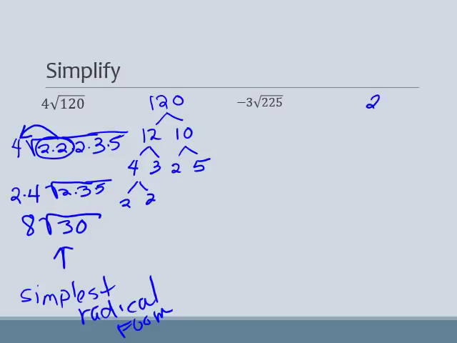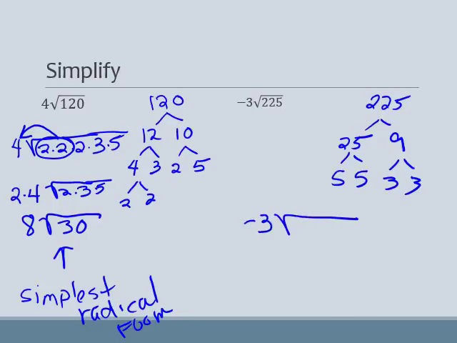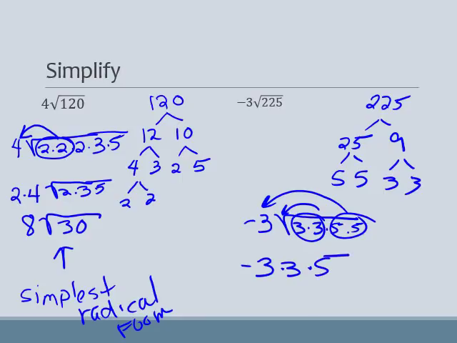Here with 225, 25 goes in 9 times, and 9 is 3 times 3, and 25 is 5 times 5. So I get negative 3 times 3, square root of 3 times 3 times 5 times 5. That comes out and becomes 1. This comes out and becomes 1. So I get negative 3 times 3 times 5, which is negative 45.